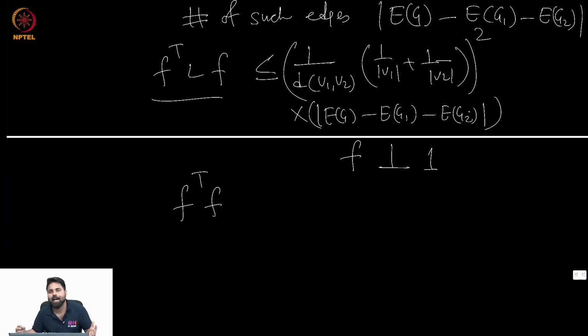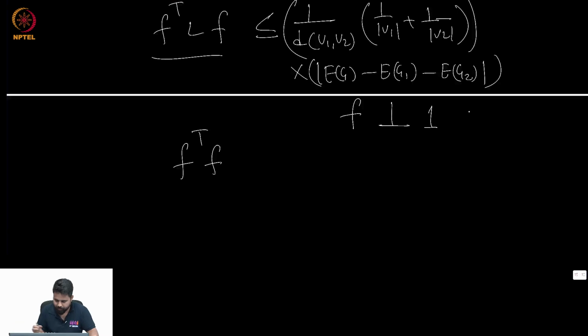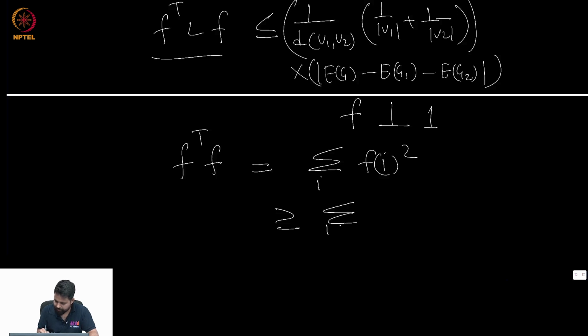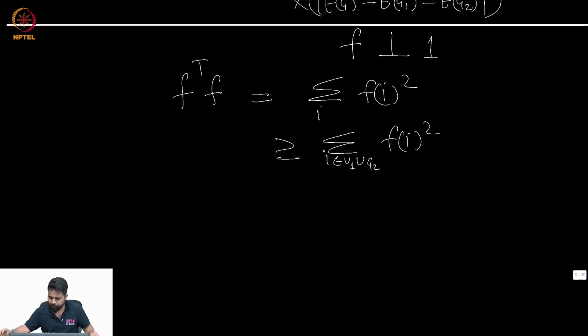Now let us see what F transpose F will be. This is nothing but the summation over all i of Fi square. Now let us take only the vertices which are in V1 and V2. So this quantity is always greater than or equal to the summation over all the i's which are in either V1 or V2, of Fi square.